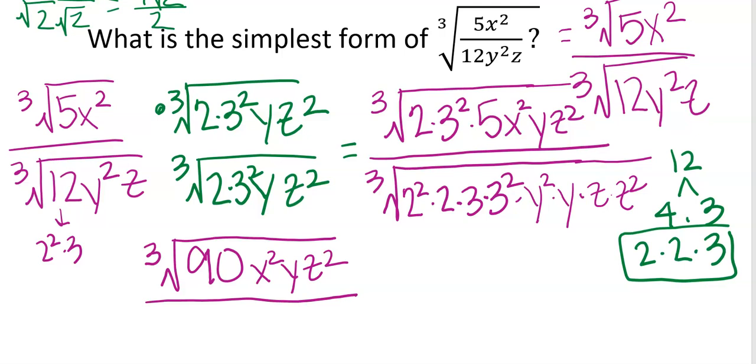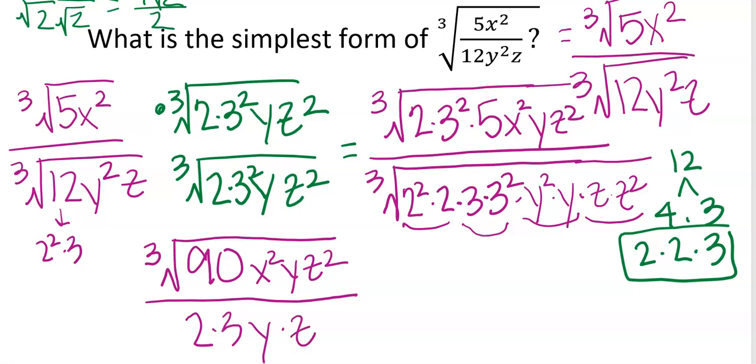In the denominator, can I take this 2 out now? I've got 3 of them. Now I can take it out. So I'm going to pair this up and it comes out as a 2. Can I take my 3 out? Yep, there's 3 of those. Can I take my y out? There's 3 of those. Can I take my z out? There's 3 of those.